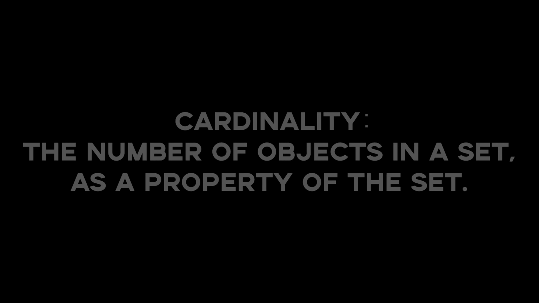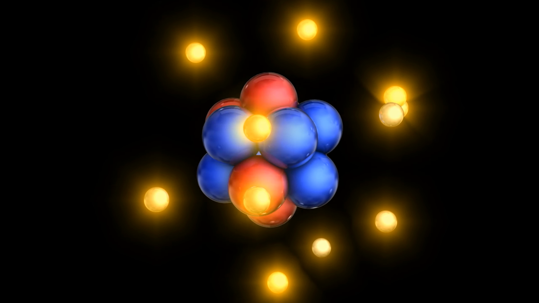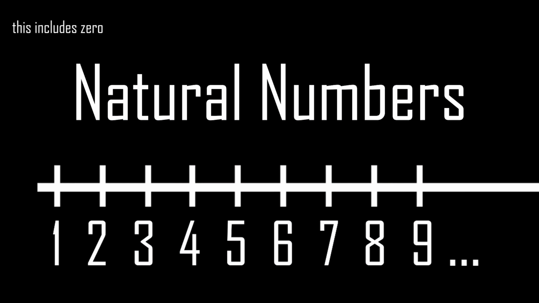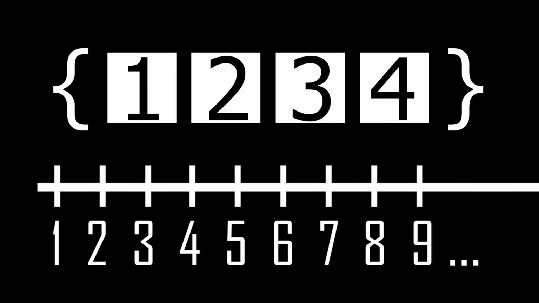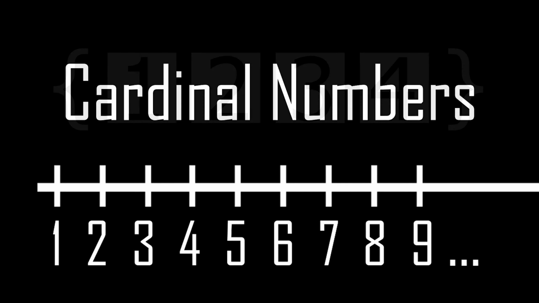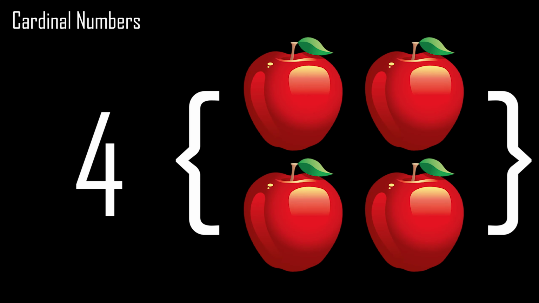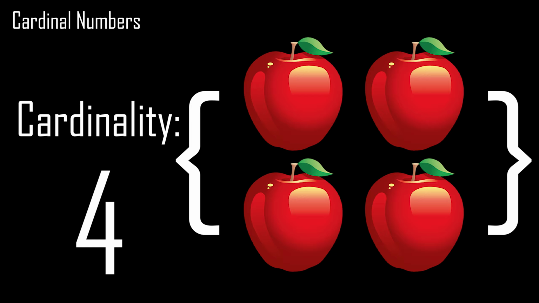Let's start with the concept of cardinality. Every atom that exists within our reality can be paired with a natural number, the numbers we usually use for counting. Numbers that describe the number of objects in a set are referred to as cardinal numbers. The cardinal that describes the number of objects in a set is the cardinality of the set.